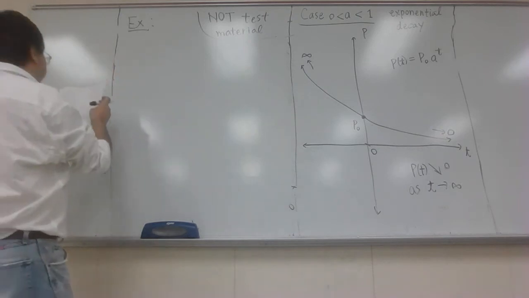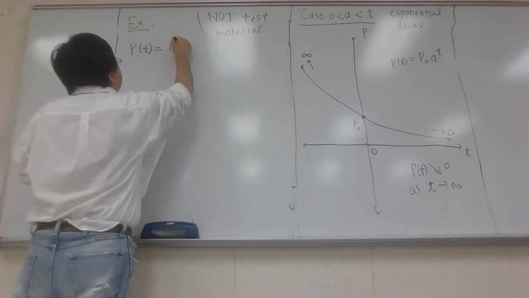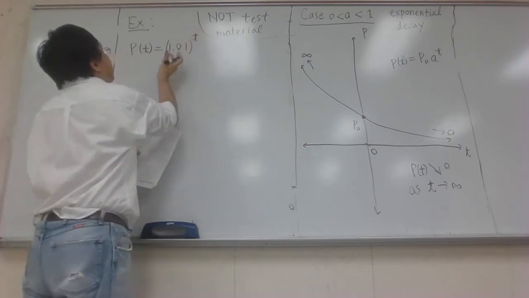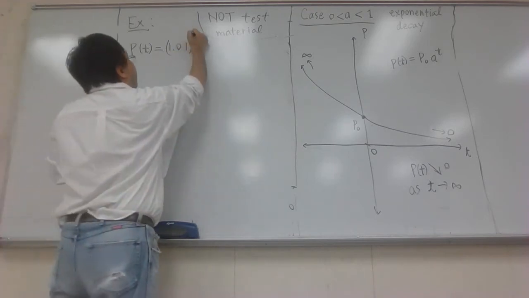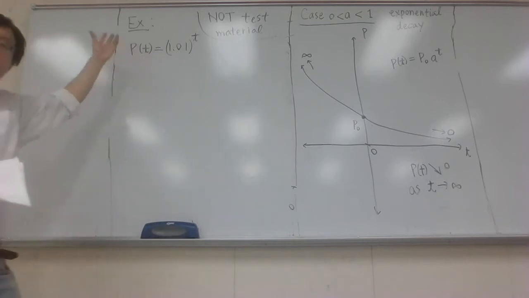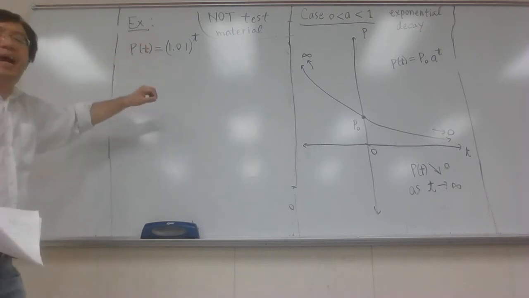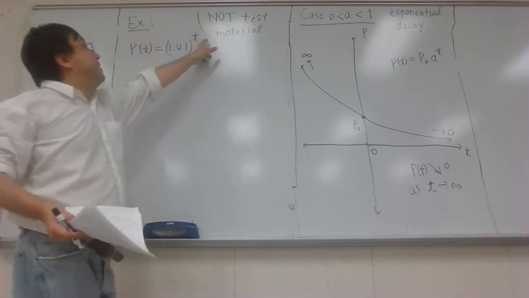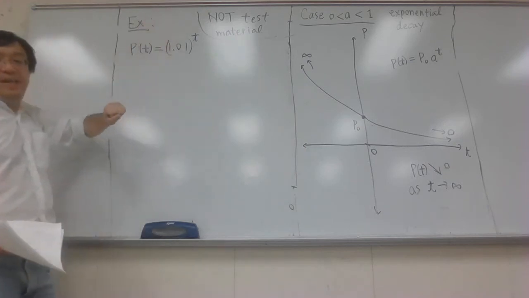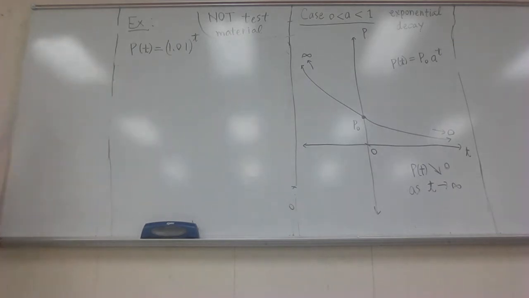Okay, so example. Let's say you take the function p(t) equals 1.01 to the power of t. You see that this is an exponential function because it's an exponent where the input variable is in the power. So this is an exponential function.